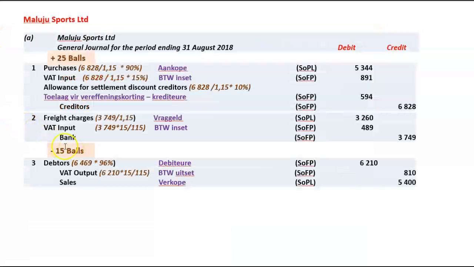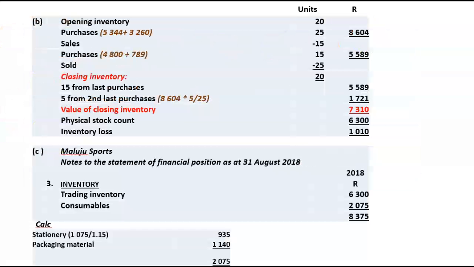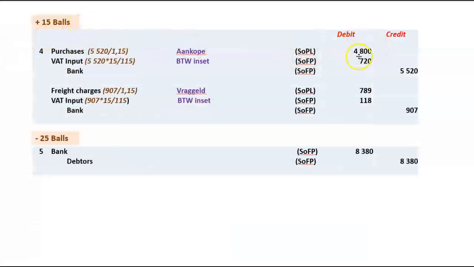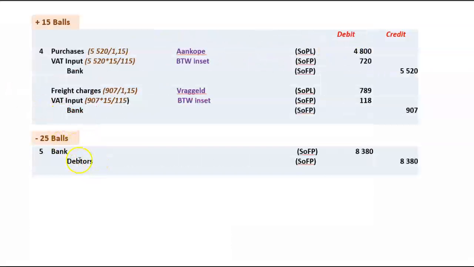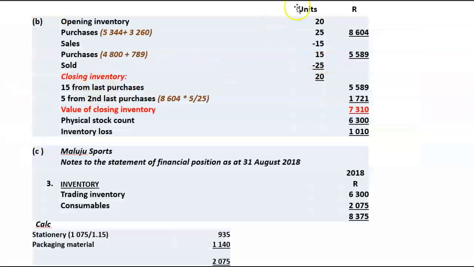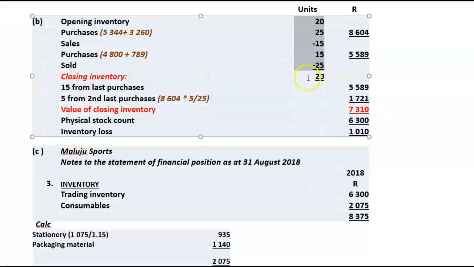Then we have sold 15 balls. Then we have purchased again another 15 balls, and the cost there was 4,800 plus 789, in total 5,589. And then these 25 balls were sold, let's assume in the same period, so therefore I'm going to deduct the 25 balls. So if we're now going to add all these together, all the pluses and minuses, it means that we had closing inventory on hand of 20 soccer balls.